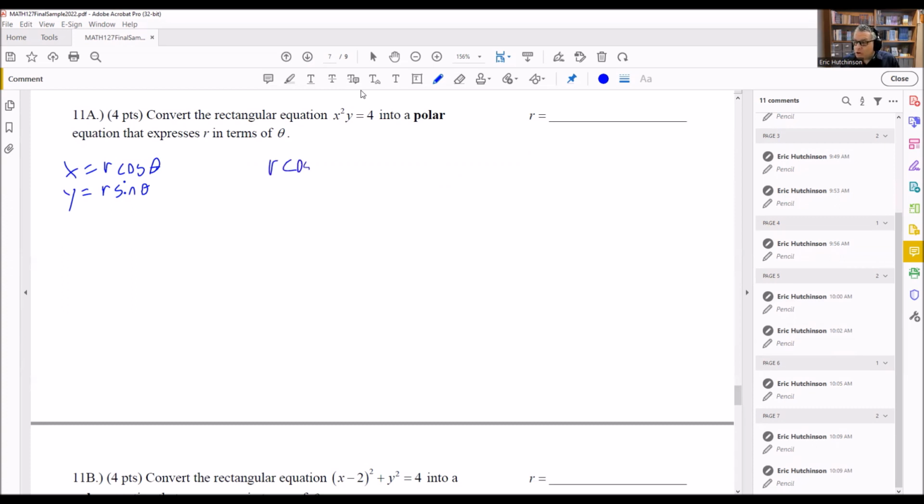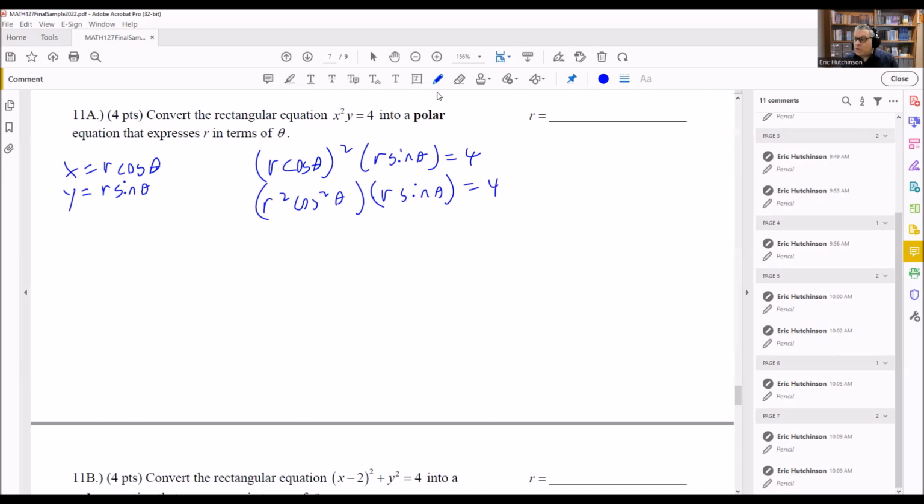We're going to do r cosine theta, and that is going to be squared. And then we have r sine theta that goes after it, and that equals 4. Now we're going to square both of these. So we get r squared cosine squared theta, and all this is still being multiplied by r sine theta.